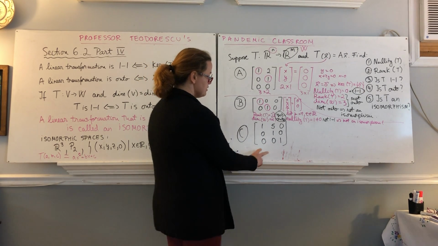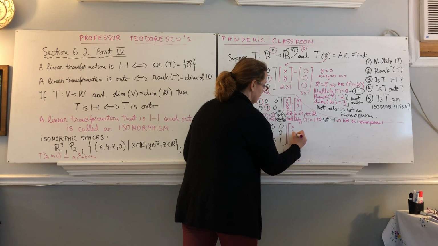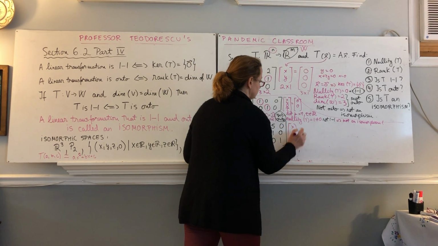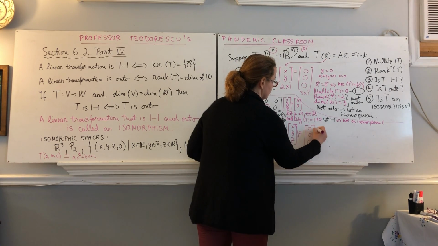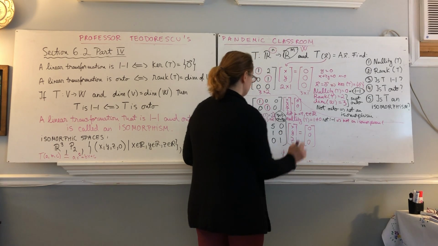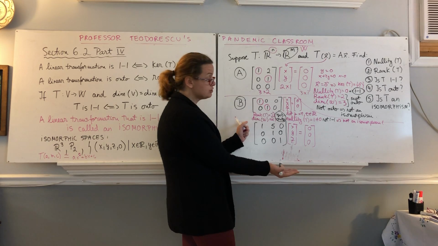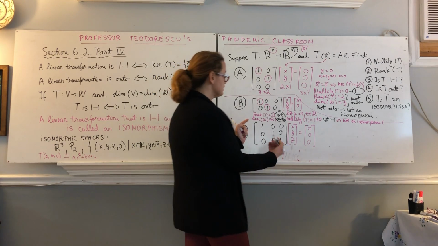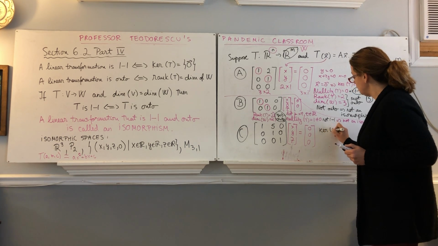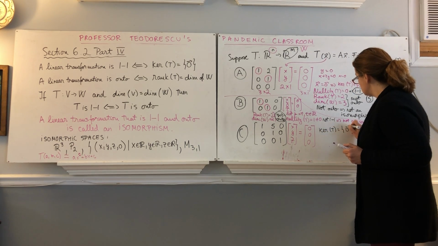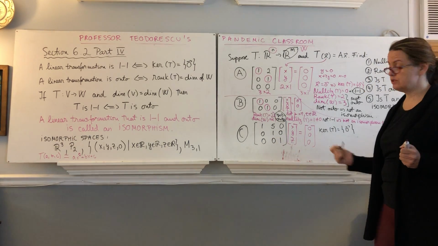So finally, this matrix would take vectors from R3 and it would put them into R3. So let's see, if you reduce this matrix, it reduces to the identity, which means it has a unique solution, which means the kernel of T only contains the 0 vector. This only has the solution of x equals 0, y equals 0, z equals 0.